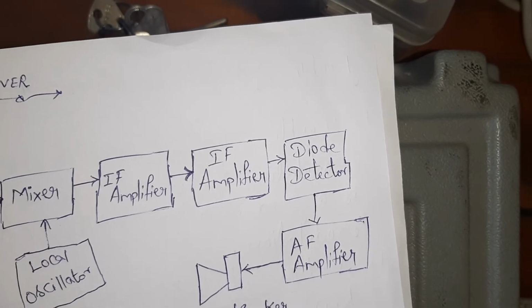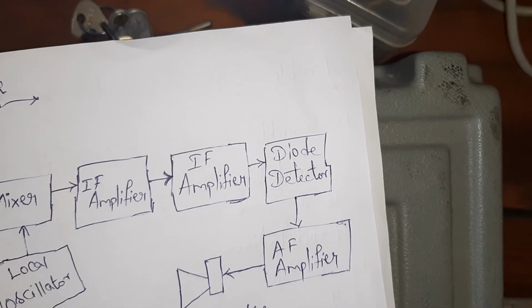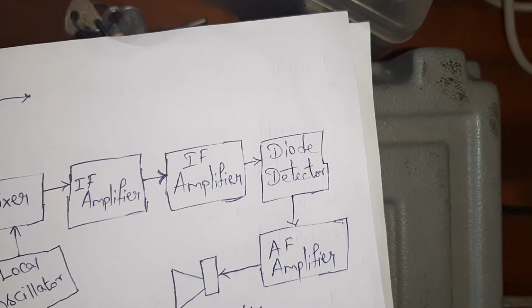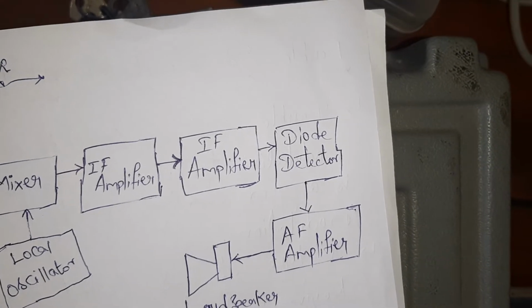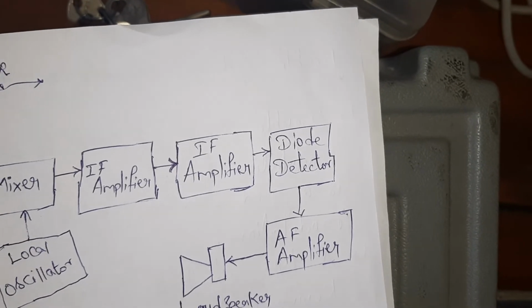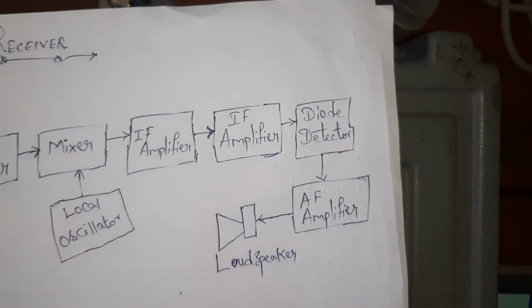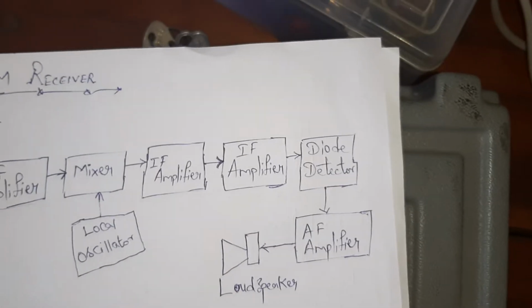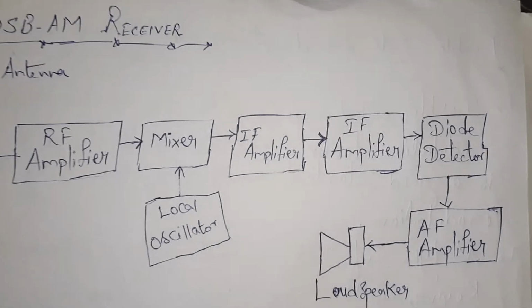You can observe the final output. If we are observing in the IF amplifier, we have 455 kilohertz, that range of frequency which is amplitude modulated by the wanted audio information. After the double stage of IF amplifier, the output we can provide to the diode detector.